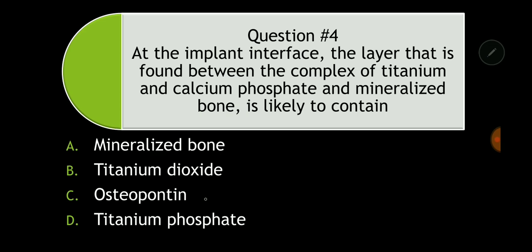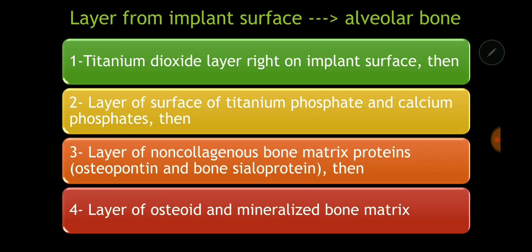So our answer here is osteopontin, the layer which is found between the complex of titanium and the calcium phosphate and mineralized bone. So let's look at the review of the layers. Make sure you memorize this slide.